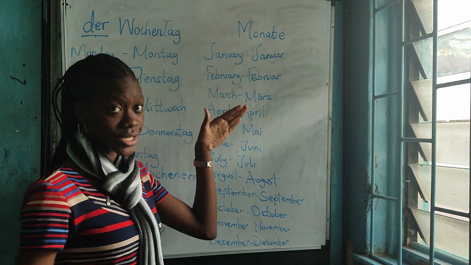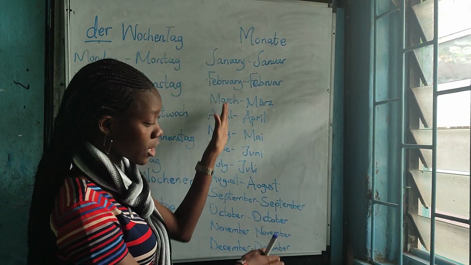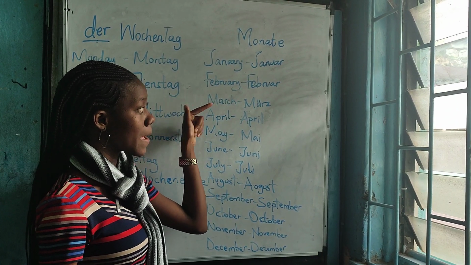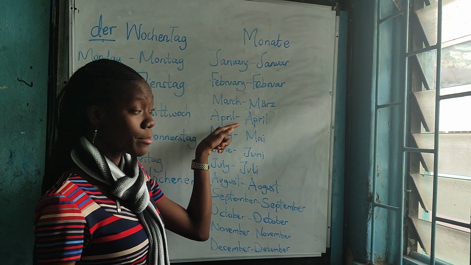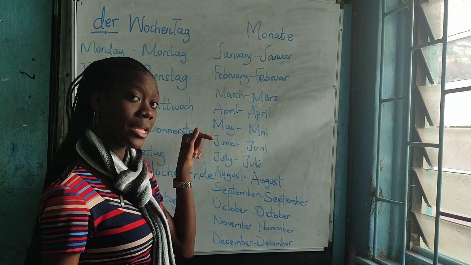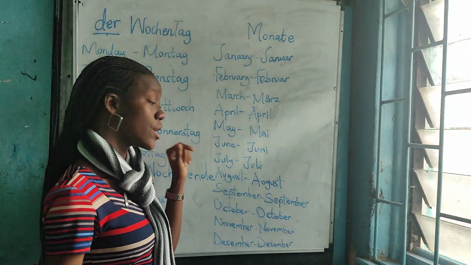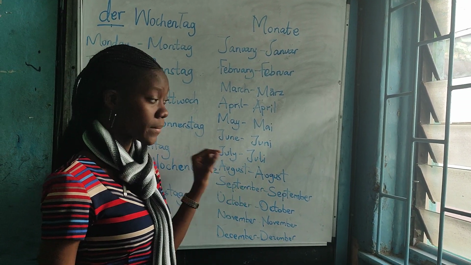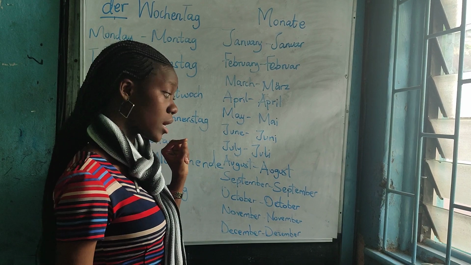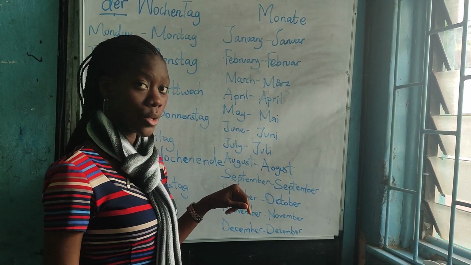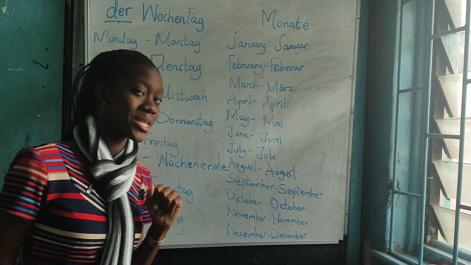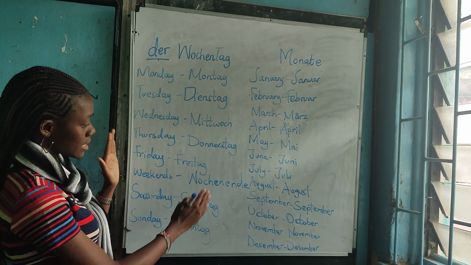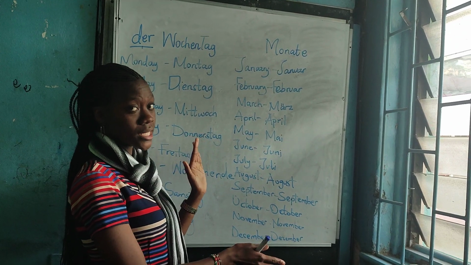Let's go through it again, but this time in the German way. Januar, Februar, März, April, Mai, Juni, Juli, August, September, Oktober, November und Dezember. So that is what we want to learn today, the days of the week and the months.